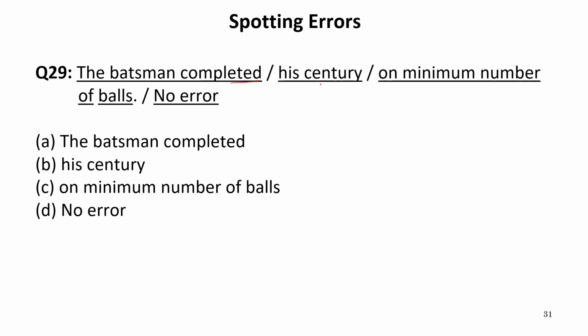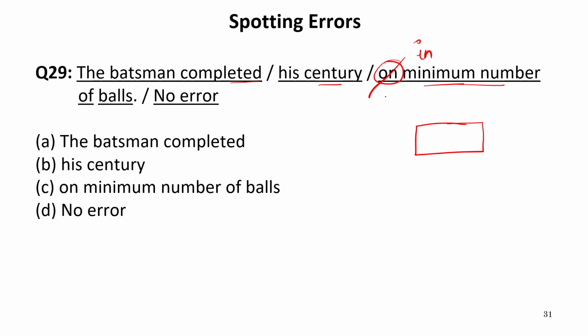The batsman completed his century on minimum number of balls. Now on minimum number of balls is incorrect, because minimum number of balls means within something. So this on is an incorrect preposition over here. It should be in minimum number of balls, because we have some target of the number of balls. So there is a limit. To show the limit, we use in, not on.